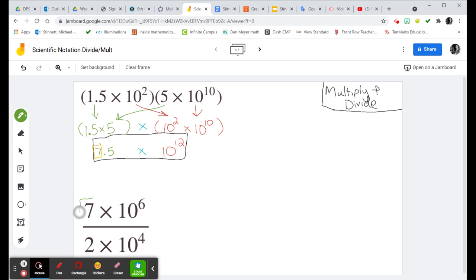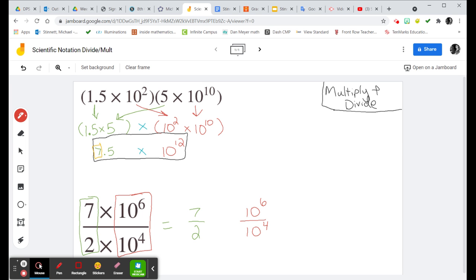So I'm going to put a box around these numbers out in front, okay? And I'm going to bring them over here. So I'm going to rewrite. So this is 7 divided by 2, okay? 7 divided by 2 here. And then I'm also going to do the same thing with my powers of 10 here. I'm going to put a box around them. Okay, so we have 10 to the 6th power divided by, on the bottom in our denominator, 10 to the 4th power.